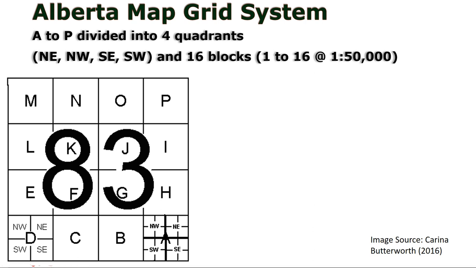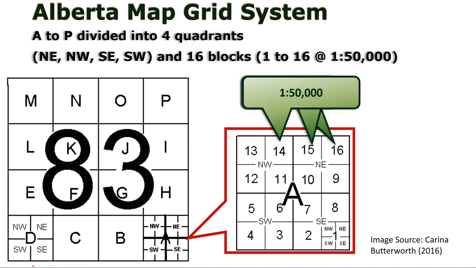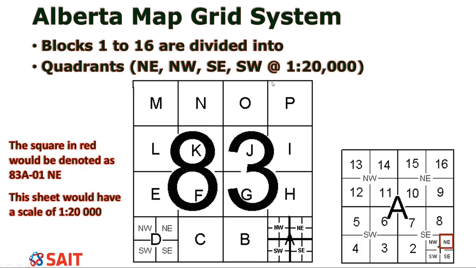The 1 to 50,000 maps are created by NRCan. They are not created by Alberta. Alberta does not produce maps at that scale. But what Alberta does produce is something that takes it a little bit smaller. So here, for example, we have 83A and then 01, which is down here, and then northeast, which is the northeast corner of 01.